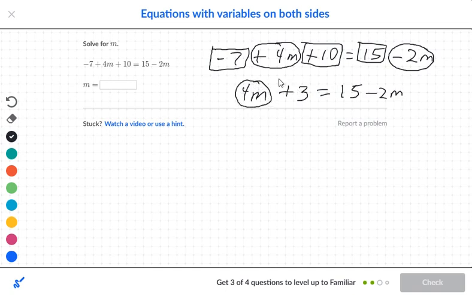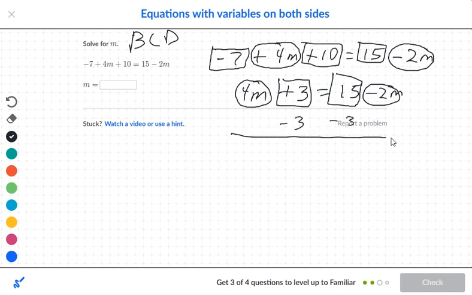Code the problem again. Circle, box, box, and circle. Again, continuing with the boxes, because remember, B, C, D. So continue with the boxes. Between 3 and 15, the 3 is the smallest. So we're going to subtract 3 from both sides. This will disappear. 4m is now equal to 12 minus 2m.